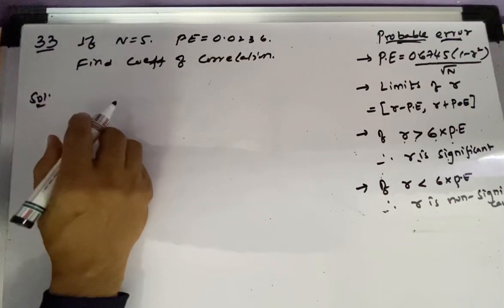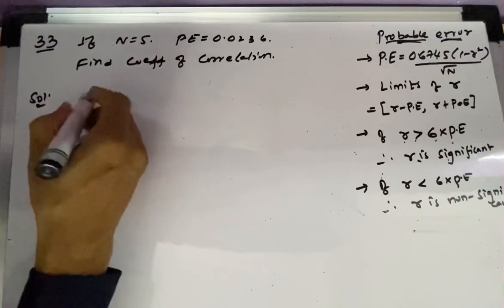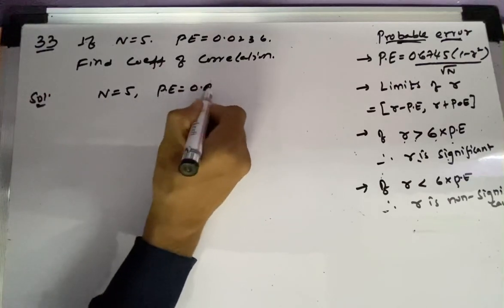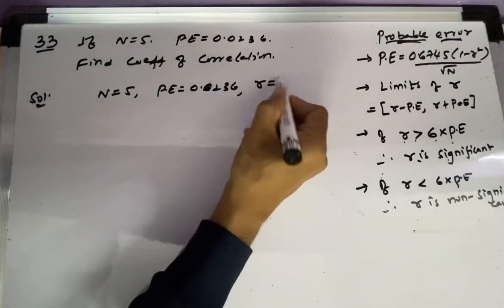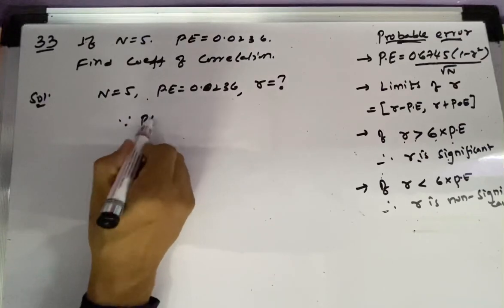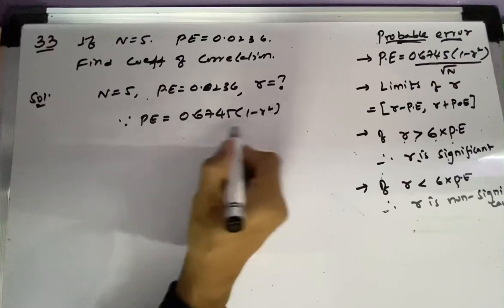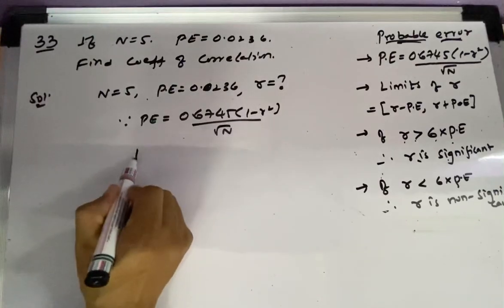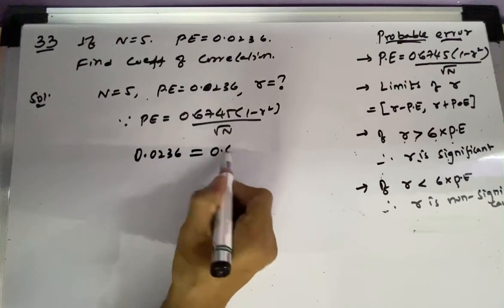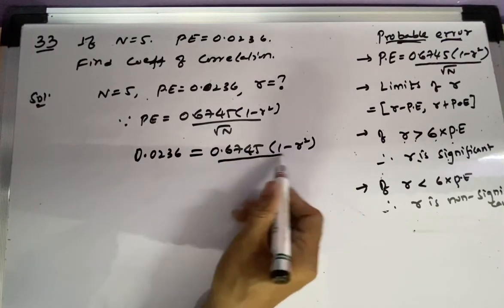If n equals 5, probable error is 0.0236, find the coefficient of correlation. That means n is given to us, probable error is given to us, 0.0236. We need to find the coefficient of correlation, r value. So we have a combination of three terms: probable error equals 0.6745 into (1 minus r square) by root n. So 0.0236 equals 0.6745 into (1 minus r square), which we don't know, divided by root 5.